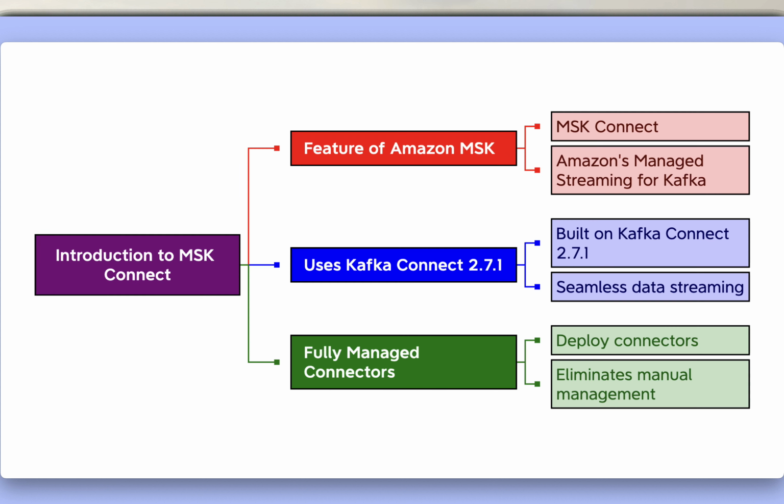Introduction to MSK Connect. 1. Feature of Amazon MSK. MSK Connect is a specific feature integrated into Amazon's managed streaming for Kafka. 2. Uses Kafka Connect 2.7.1. The feature is built on the Kafka Connect 2.7.1 framework for seamless data streaming. 3. Fully managed connectors. It allows you to deploy connectors that are fully managed, eliminating the need for manual management.